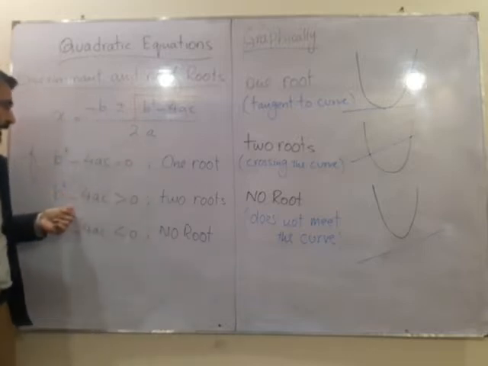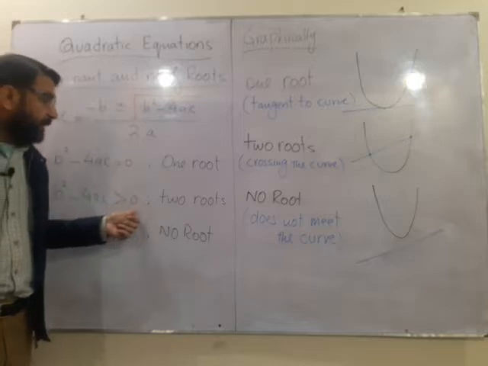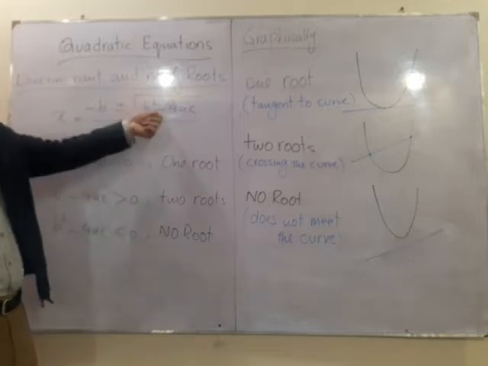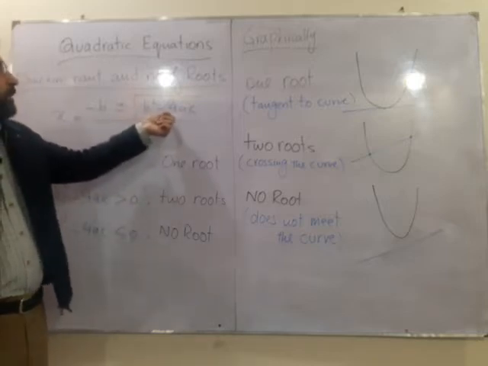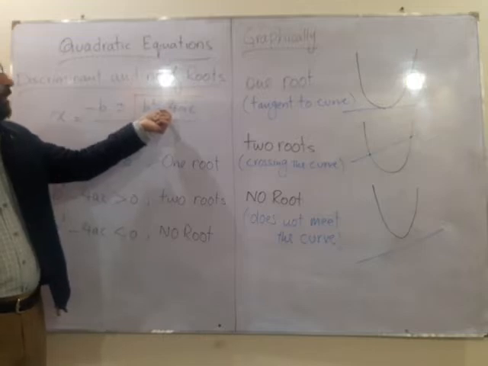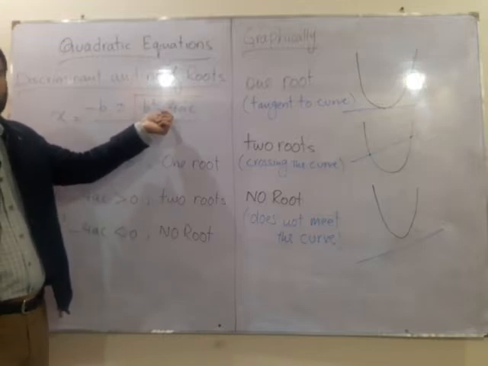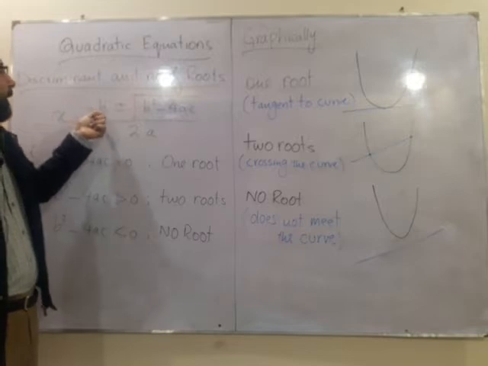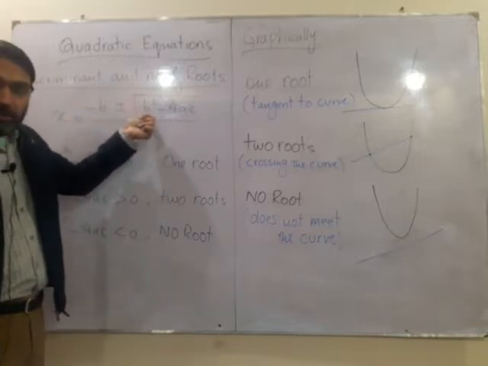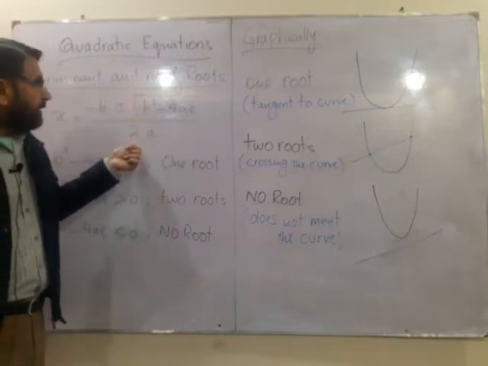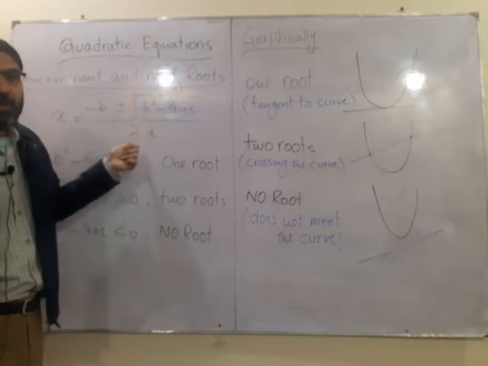Now the second option is if b square minus 4ac is greater than 0. Greater than 0 means, for example, 4 is there. So when we take the square root, we'll have two different options, plus 2 and minus 2. When we add plus 2, it gives a different answer. When there is a minus 2, it gives a different answer.